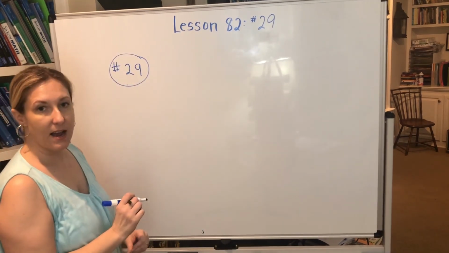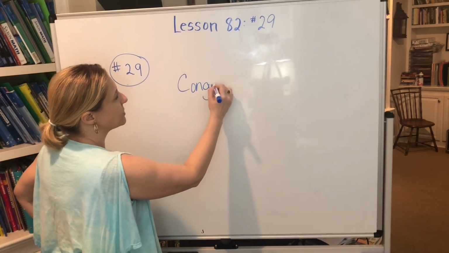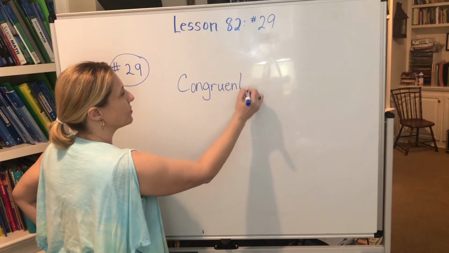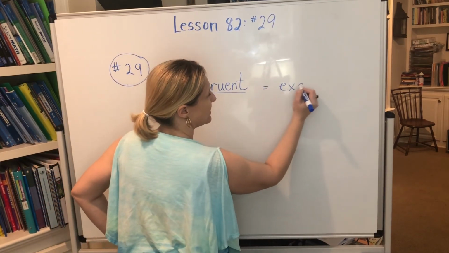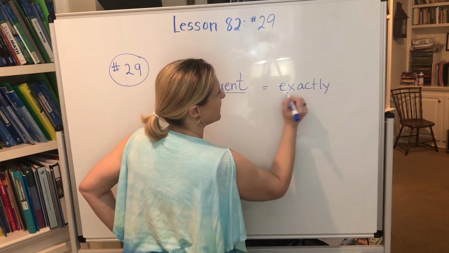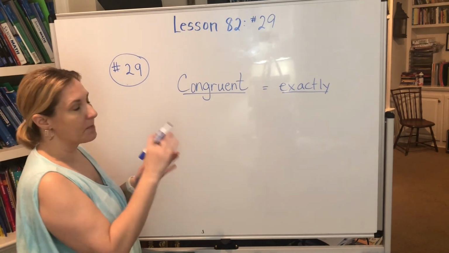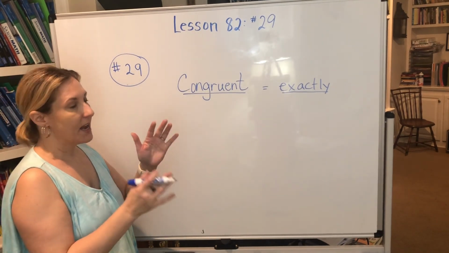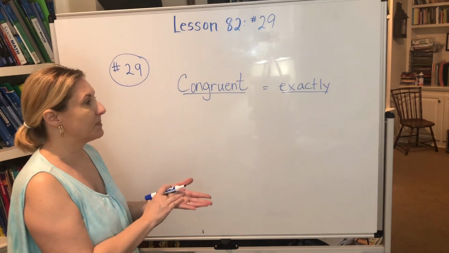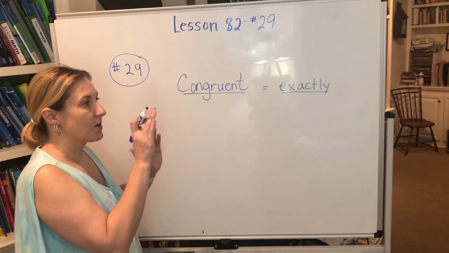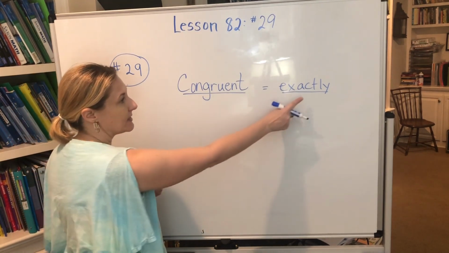Number 29. In order to help you do number 29, I just want to remind you that the word congruent means exactly the same size and shape. Exactly the same size and shape. So your shape can be turned differently. It just has to be, the lines have to be measuring the same and the size has to be the same. It can't be a little bigger or the lines be a different length. It has to be exactly the same size and shape.